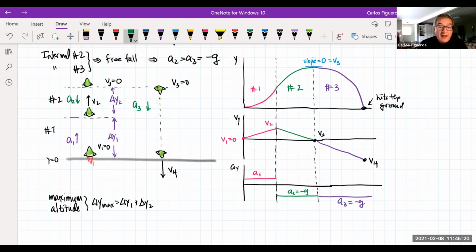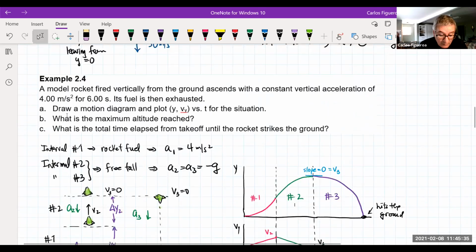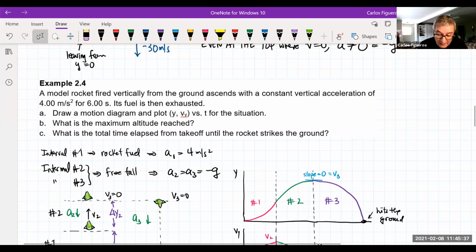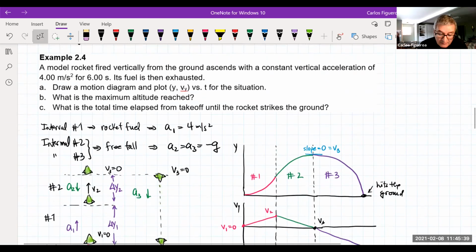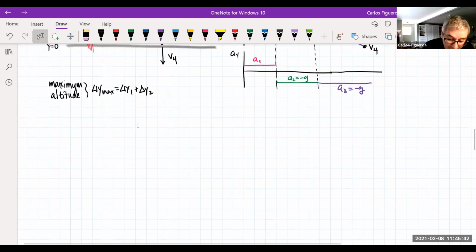So then I think I got everything here, right? I got everything. So here I go. I want to calculate maximum height. So let me make sure I read the question right. I got that. Let's go calculate the maximum height. So here I go, part B. We want max height.